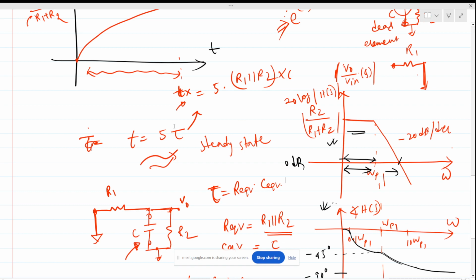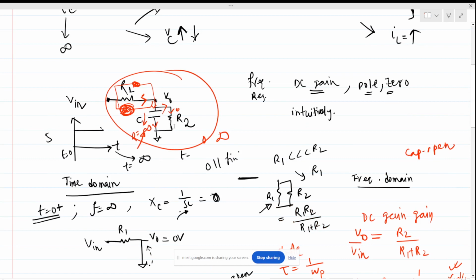And intuitively we can also see that at high frequency this capacitor is shorted, right? So the gain is 0. At high frequency the gain is 0, so this cannot be a high pass filter. But at low frequency it can transfer maximum amplitude, maximum power, right? So this is how we can also look at it. Okay, this is a low pass filter.